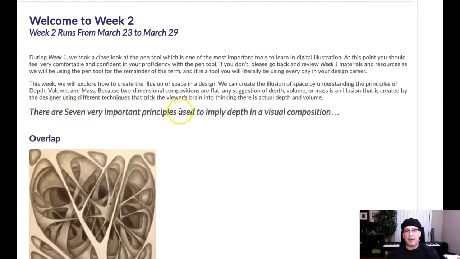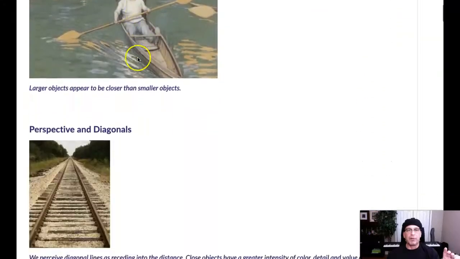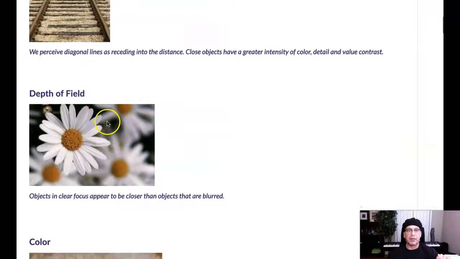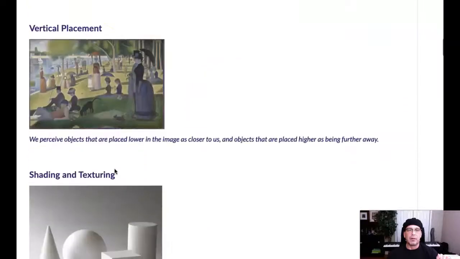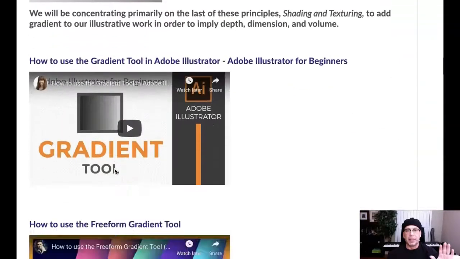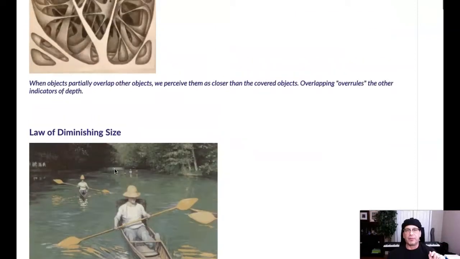And these are the 7 to add visual depth. Okay, we have overlap, law of diminishing size, perspective and diagonals, depth of field, color, vertical placement, shading, and texturing. I'm going to show you some examples of how to do this.